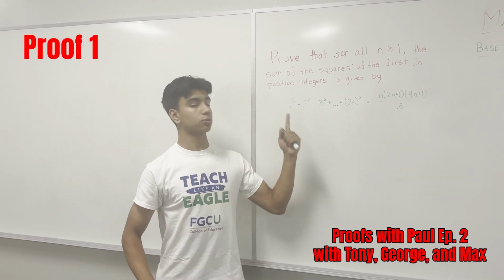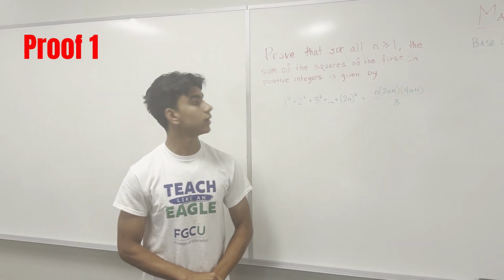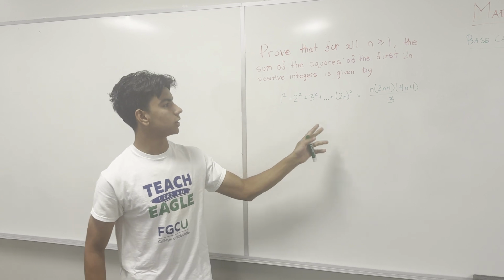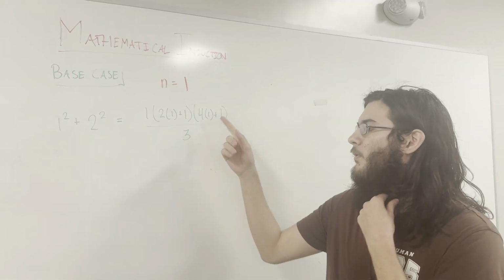Alright guys, today we're going to prove that for all n greater than or equal to 1, the sum of the squares of the first 2n positive integers is given by this equation here. And we're going to do this using mathematical induction. First, let's look at the base case of n equals 1.